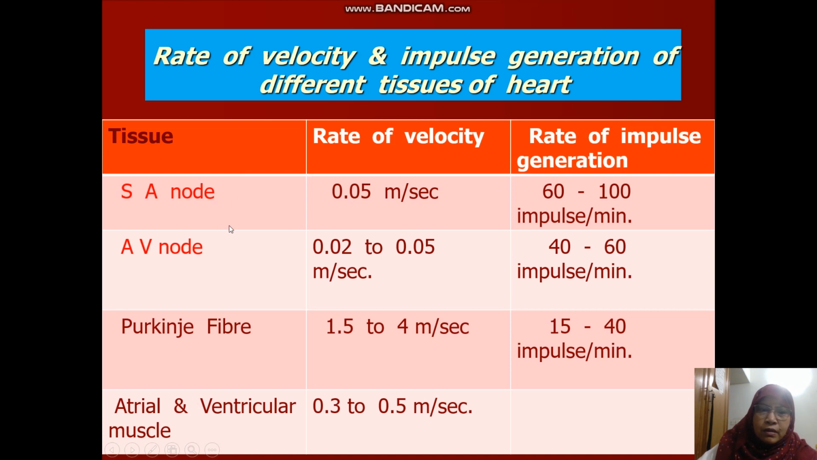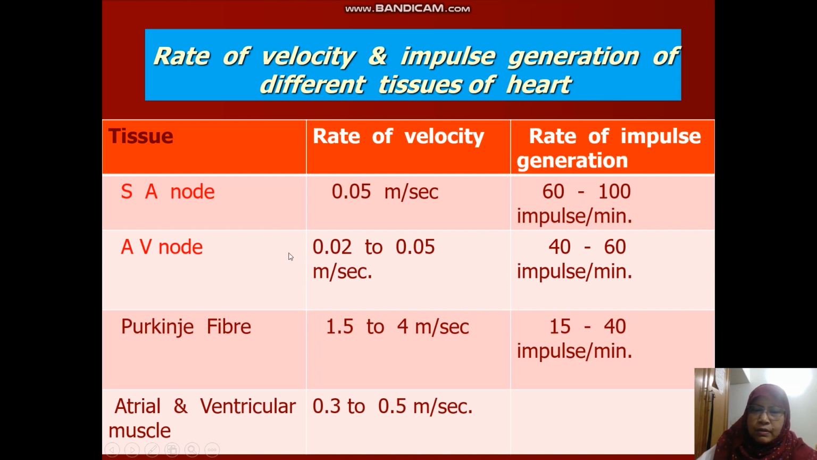Now this table shows the rate of velocity, that is, the rate of conduction and the rate of impulse generation. Note that the rate of conduction is less, that is 0.05 meter per second, but impulse generation is highest. It is 60 to 100 impulses per minute.